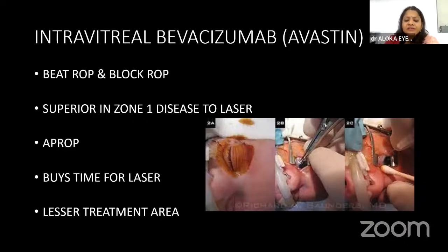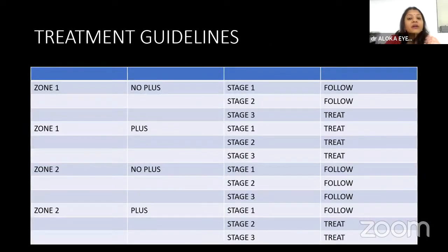0.625 Avastin has to be given as a single injection in both the eyes. So this can be done in the NICU itself. We don't need to shift the child into general anesthesia or OT at all.